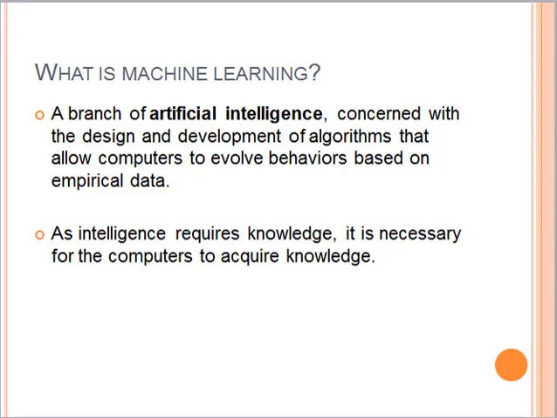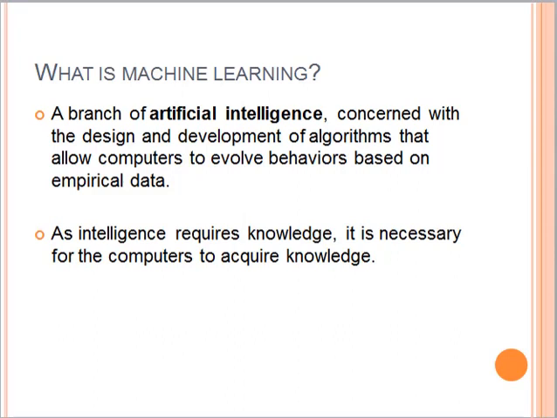We can say that machine learning is a branch of artificial intelligence which is mainly concerned with the design and development of algorithms. We want to design and develop different types of algorithms related to different types of applications, and those algorithms basically allow computers or different systems to evolve behaviors based on some empirical data. We will see that different types of data can be involved in a machine learning application.